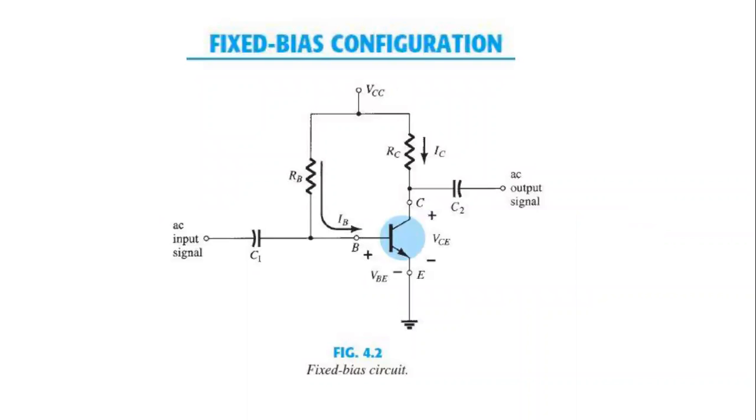So now we start with the first type of example, how to bias. Bias means making the transistor work in the active region. We all know that to make the transistor active, the base-emitter junction should be forward biased, and the collector-base junction should be reverse biased. So this is the fixed bias configuration.